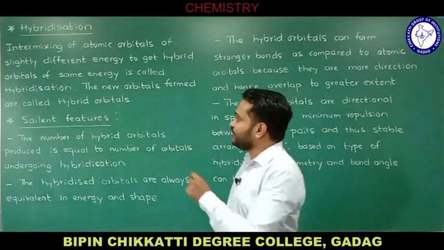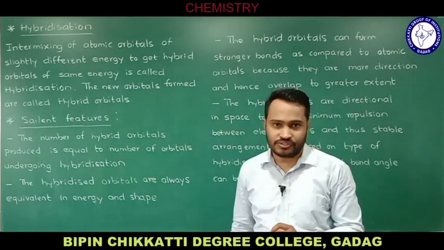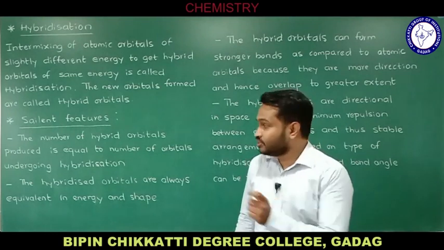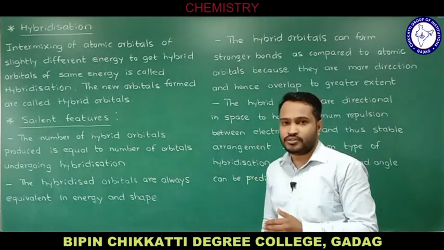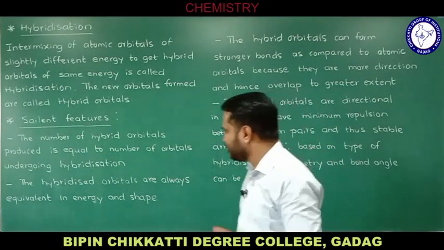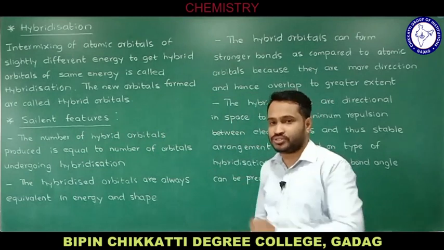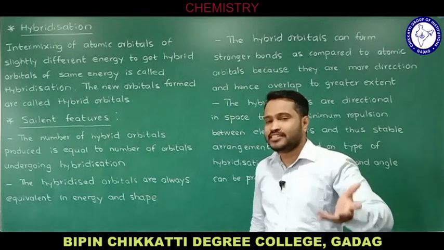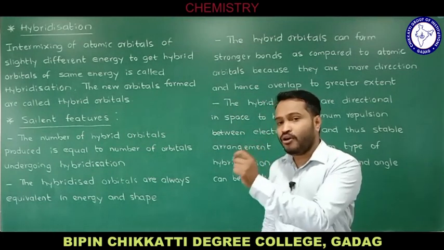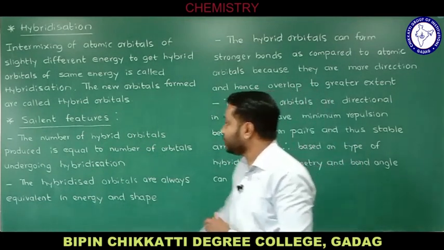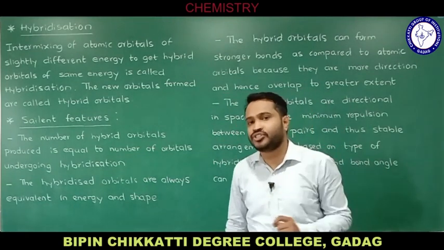Now we will see the salient features of hybridization, and you need to remember them, because these points are going to help us later to solve some examples. The first one is quite important: the number of hybrid orbitals produced. After intermixing of atomic orbitals, we get hybrid orbitals. The number of hybrid orbitals produced is equal to the number of orbitals undergoing hybridization.